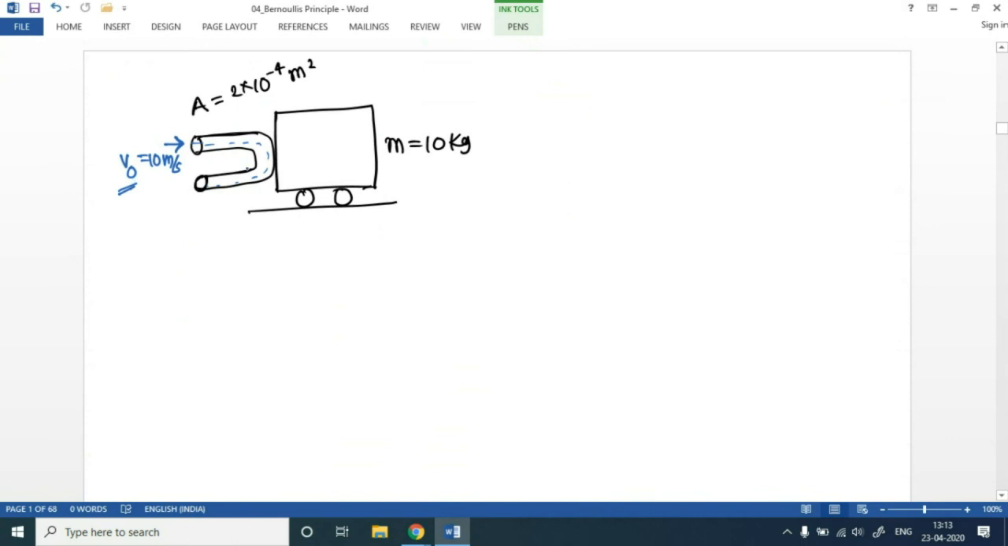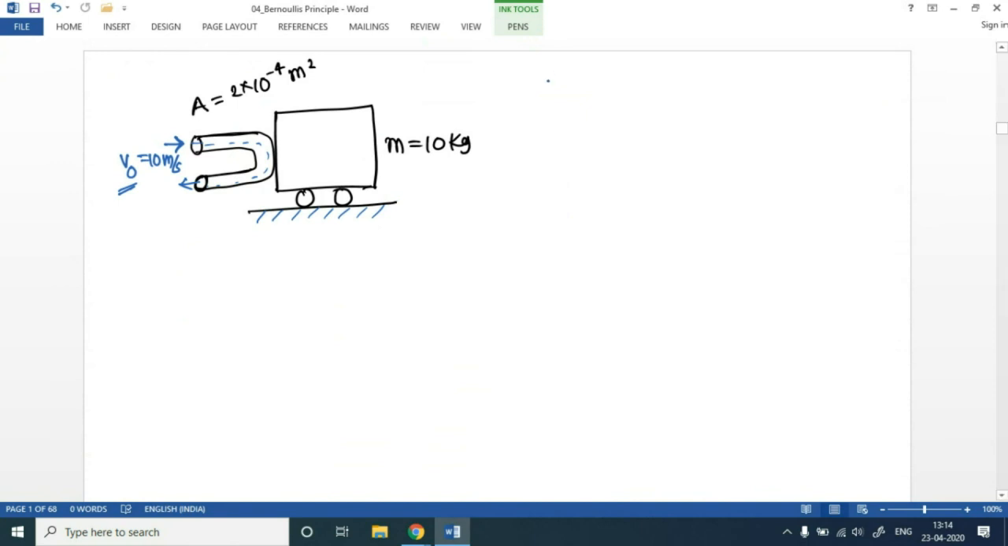Okay, and this piping system here is attached, so obviously this liquid will be coming out also, you must realize. And this trolley is free to move along this smooth horizontal surface. Now we wish to find out different things.